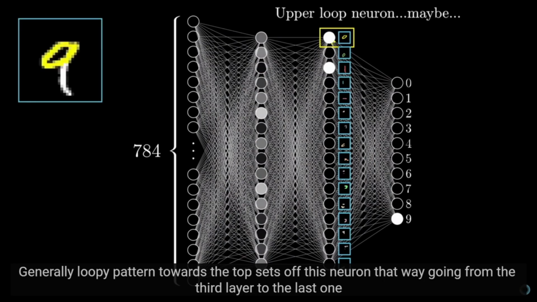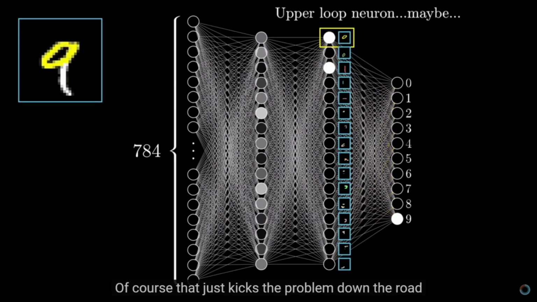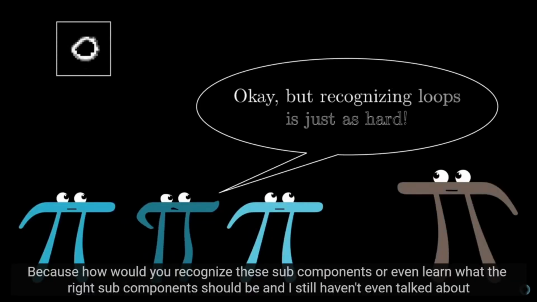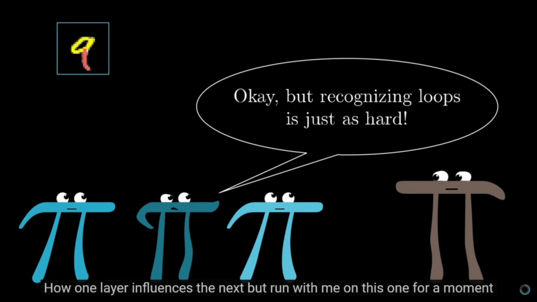That way, going from the third layer to the last one just requires learning which combination of subcomponents corresponds to which digits. Of course, that just kicks the problem down the road, because how would you recognize these subcomponents, or even learn what the right subcomponents should be? And I still haven't even talked about how one layer influences the next, but run with me on this one for a moment.